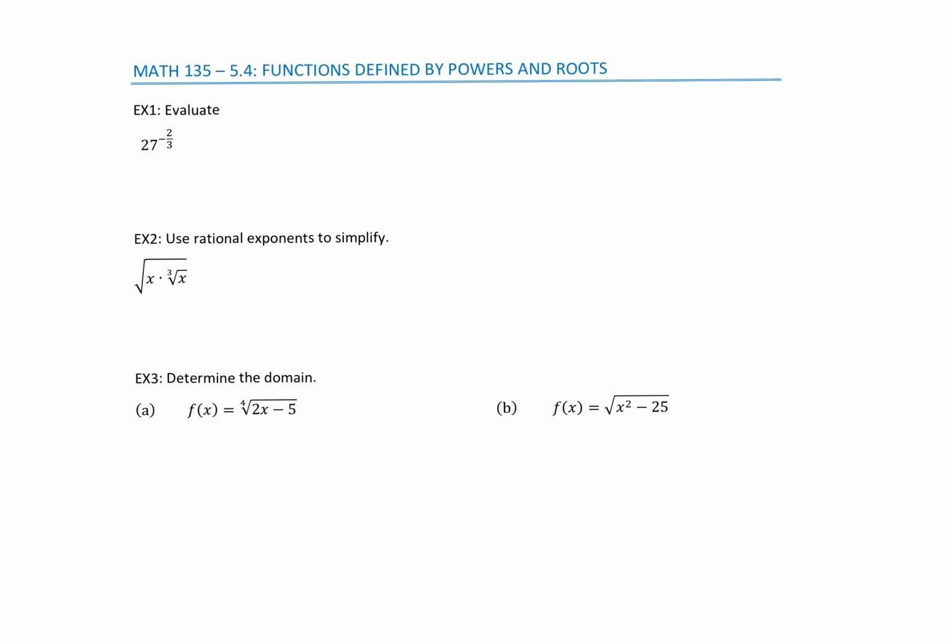In this section 5.4, we're going to look at some properties of functions with powers and roots that we really didn't touch on before. It's going to be a very short section. So I know in example 1, we did evaluate expressions that had negative exponents or even rational exponents.